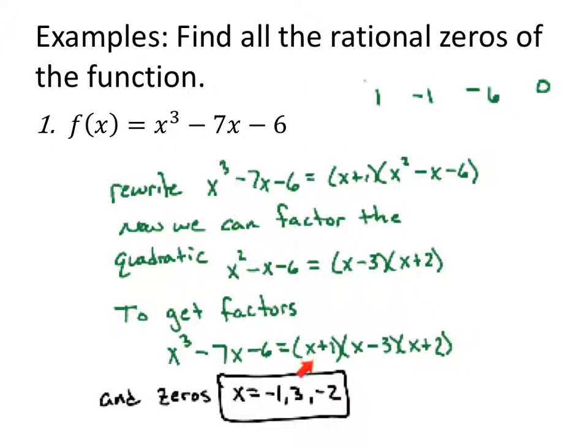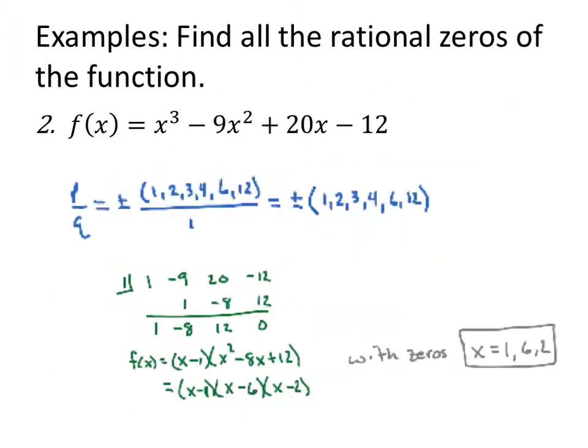I can now write this in completely factored notation. X cubed minus 7x minus 6 is x plus 1 times x minus 3 times x plus 2. And as always, the order of the factors does not matter. In multiplication, order doesn't matter, so whatever. The factors turn into zeros. X plus 1, factor, x equals negative 1. X minus 3, a factor, x equals 3. X plus 2, a factor, x equals negative 2. And I have my zeros. They all came from the possible rational zeros I had on the previous page.